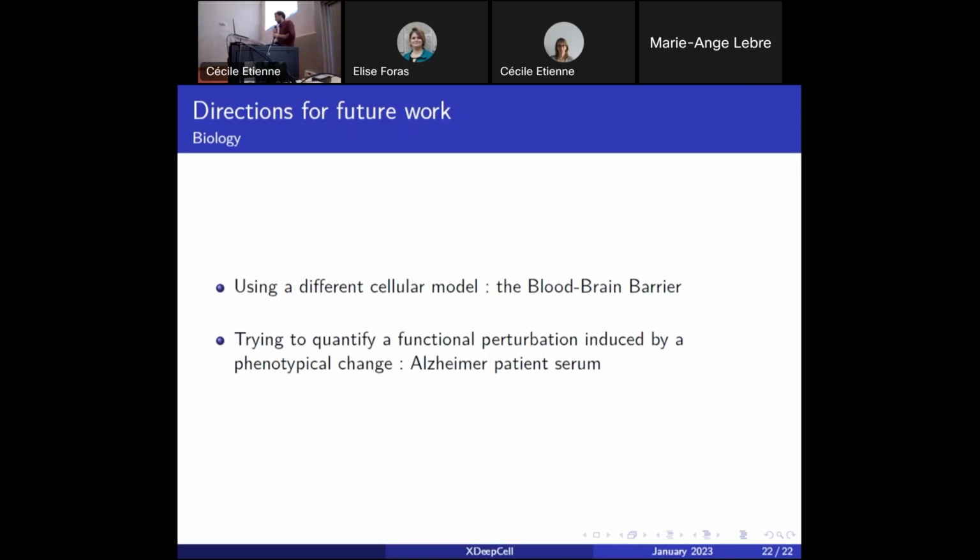We could also work with non-fluorescence images, like electron microscopy, sorry, and stuff like this.